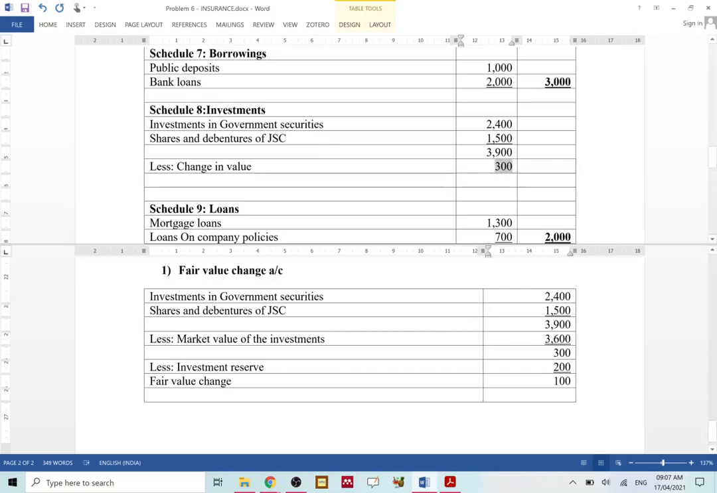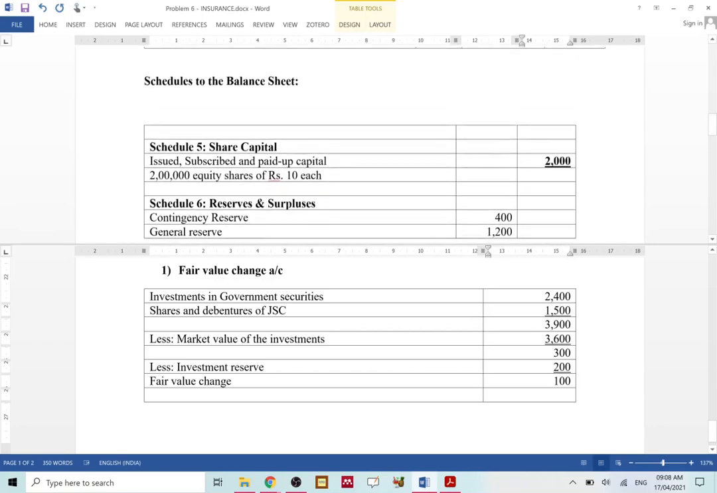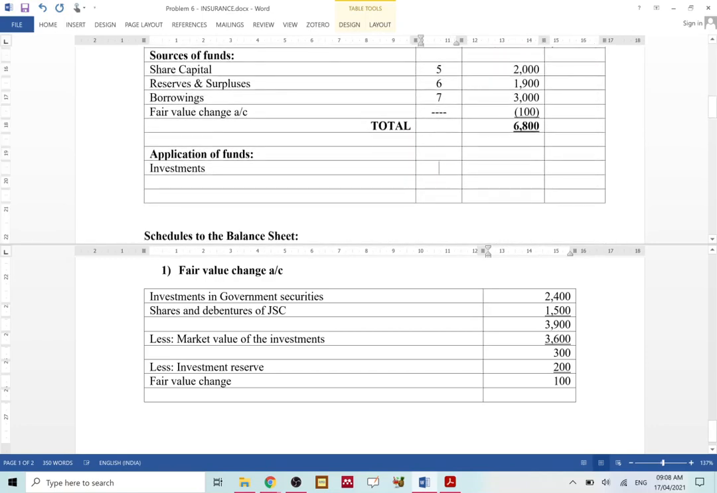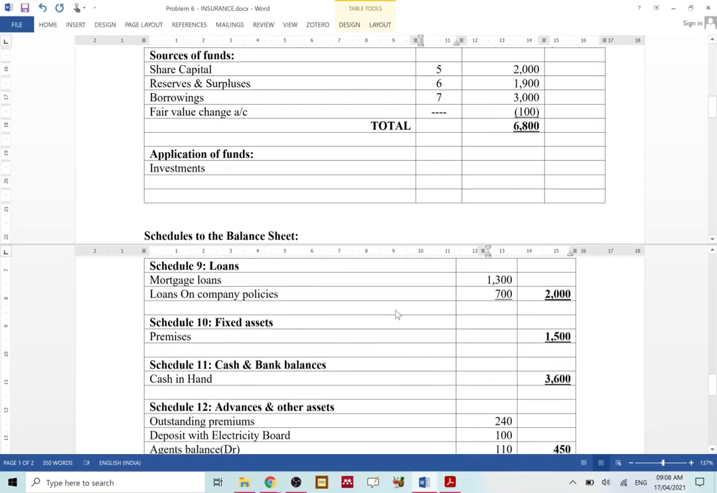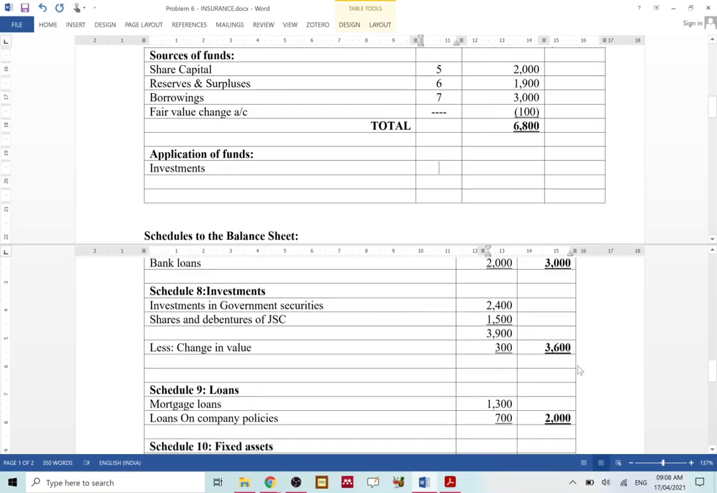That means your investment has reduced by 300. It's like how we show fixed assets less depreciation. Same way, how much reduction has happened in the value of your investment. And in the outer column, the actual value of the investment has now become 3600, as per the market value. So you have to do a reconciliation. This 3900 has now become 3600. So back to the balance sheet, and you have 3600 for schedule 8.